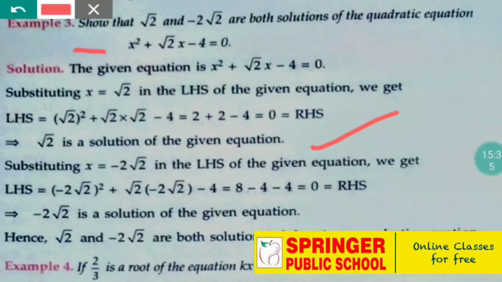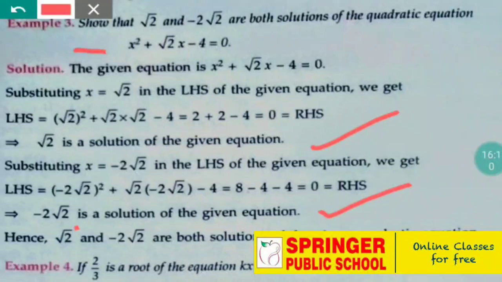So if we take minus 2 root 2 and substitute it in place of x in the left hand side, x square minus 2 root 2 whole square plus root 2x, that is root 2 into minus 2 root 2, minus 4. So minus 2 root 2 whole square, minus minus plus 2 root 2 whole square is 8, so plus 8. Root 2 into root 2 becomes 2, 2 into minus 2 becomes minus 4, and this minus 4. So 8 minus 4 again becomes equal to 0. So you can say 2 root 2 is also a solution of the given equation.